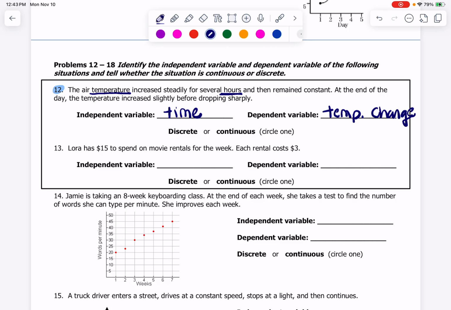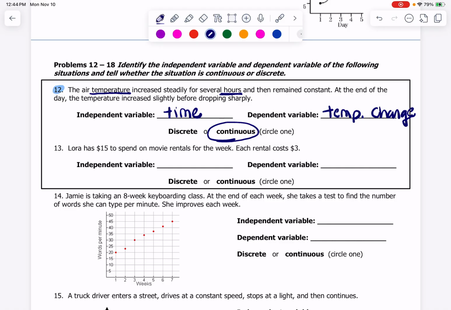Okay, so what the temperature is depends on what time of day it is. So as the day gets longer, so in the morning it's 5 degrees, and as the day gets longer, it warms up, so the temperature increases throughout the day. Now, can I have half an hour? Sure. Can I have half a degree? Sure. So that makes this continuous data.